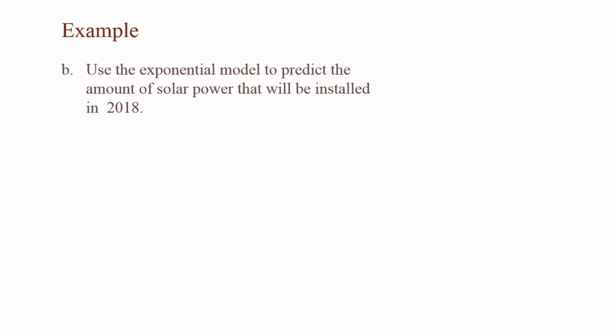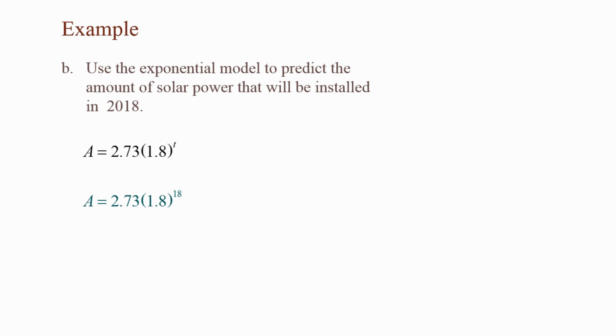Part B. Use the exponential model to predict the amount of solar power that will be installed in 2018. Since we're starting with the year 2000, 2018 take away 2000 is 18. Using our exponential model, A equals 2.73 parentheses 1.8 to the t power, we're going to let t equal 18. So that gives us A equals 2.73 parentheses 1.8 to the 18th power. So we need to calculate that.